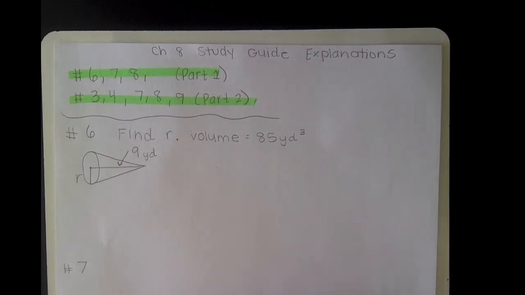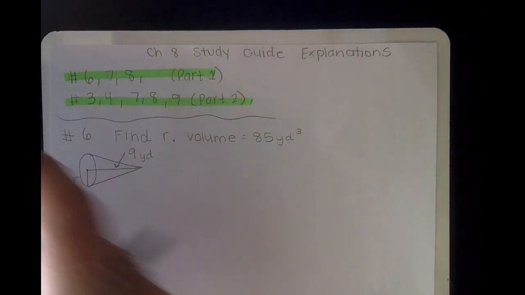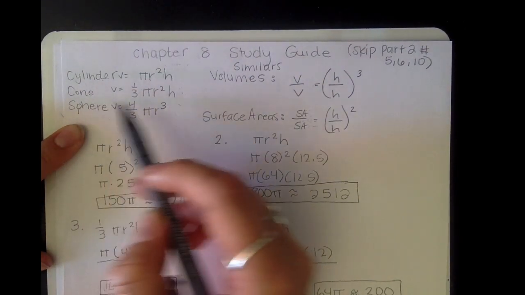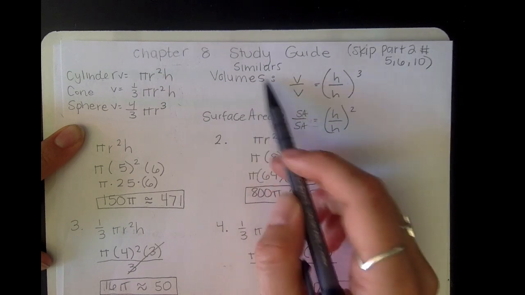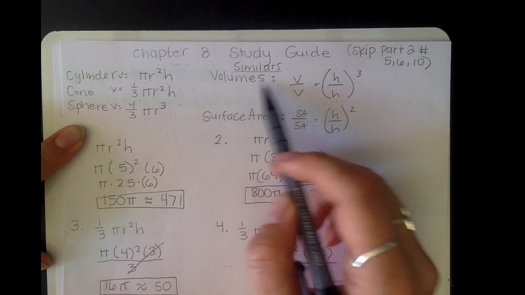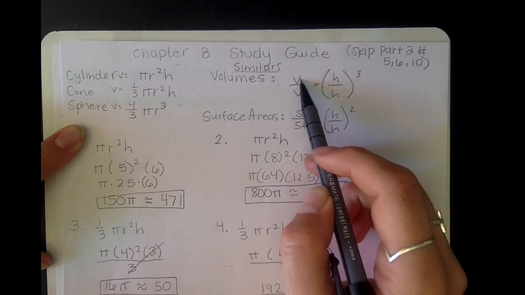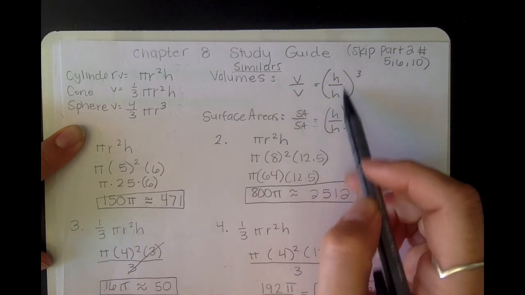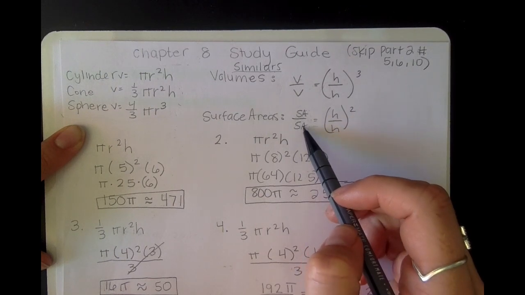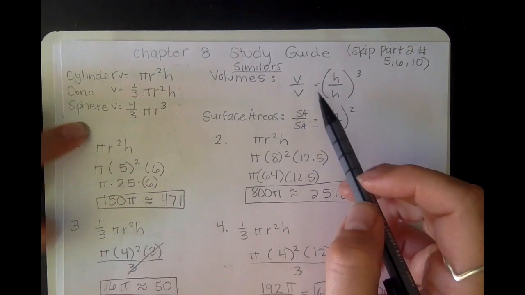So for starters, one of the most important things that you should have for your study guide when you're taking your test are the formulas of a cylinder, a cone, and a sphere. And then you're going to want the different volume formulas for similar solids. So when you're dealing with similar solids, remember that you would take the volume over the other volume and set it equal to the height of this one over the other height, make a proportion, cubed. And for surface area, you have surface area A over surface area B equals height of A over height of B, squared. So these are important as well.